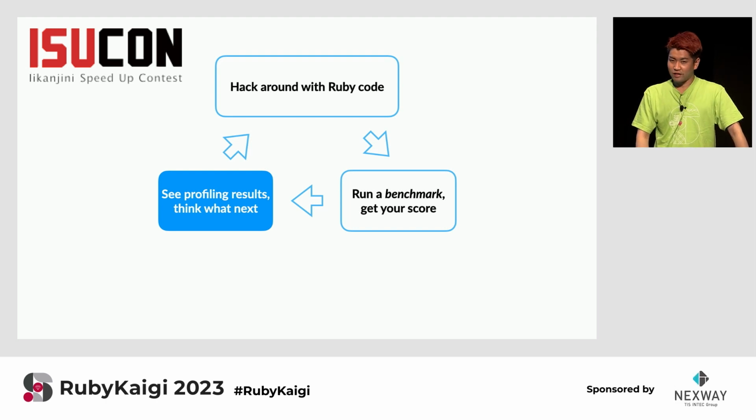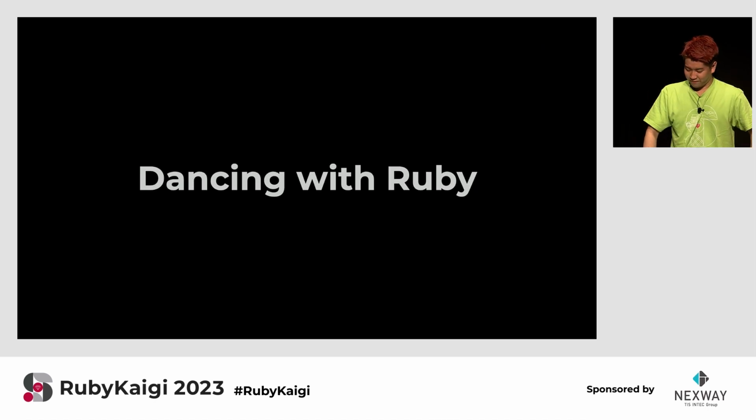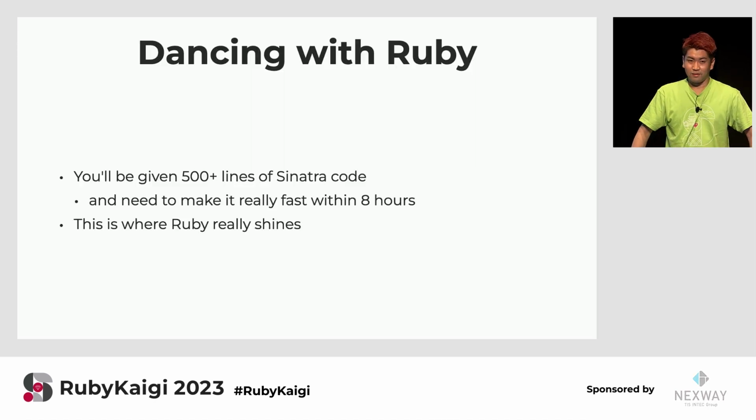But before we dive into profiling, I just want to introduce why Ruby is a great language to do ISUCON. Well, dancing with Ruby. In this contest you'll be given 500 to 800 lines of Sinatra code, which is not really tiny to read and completely understand in 8 hours.